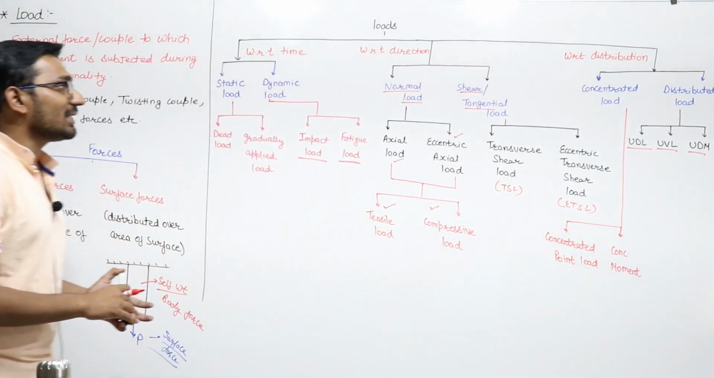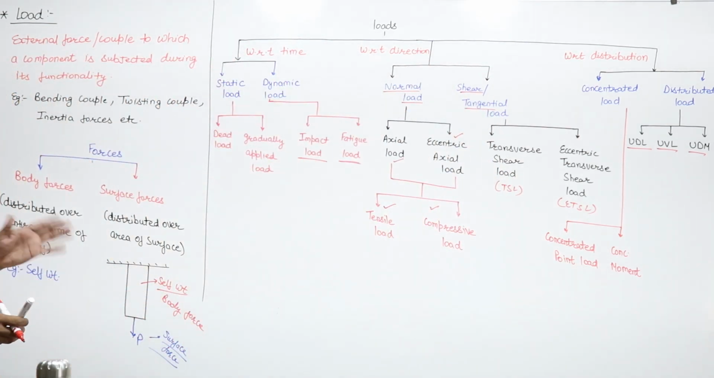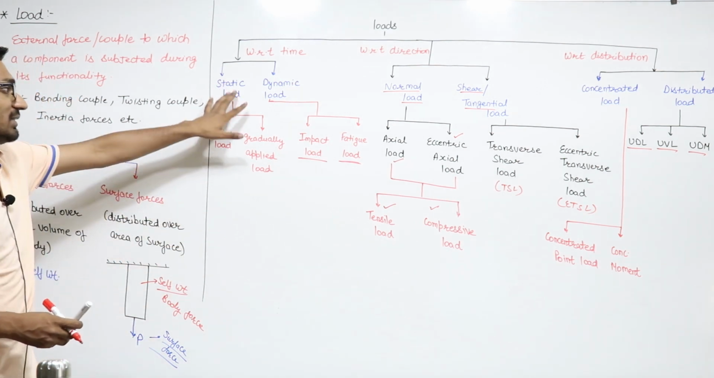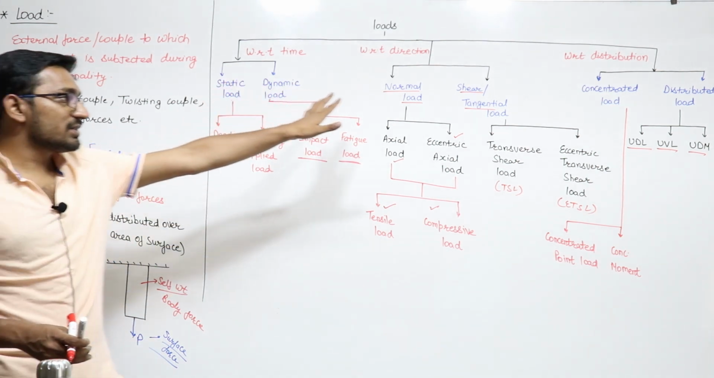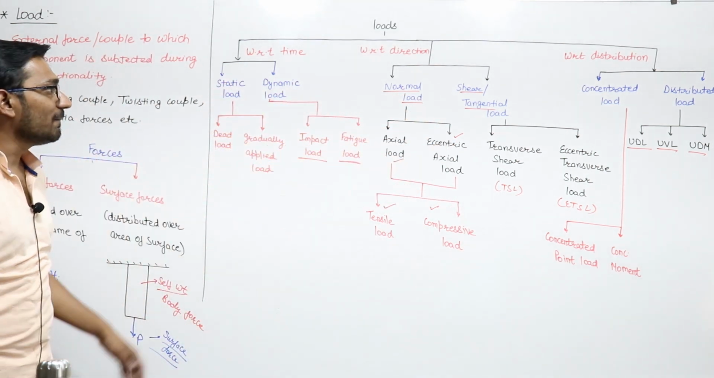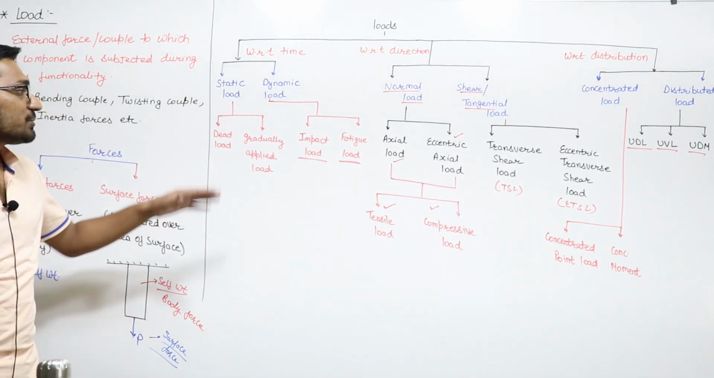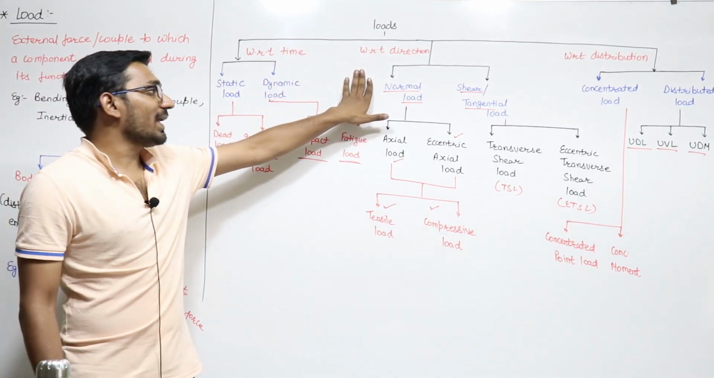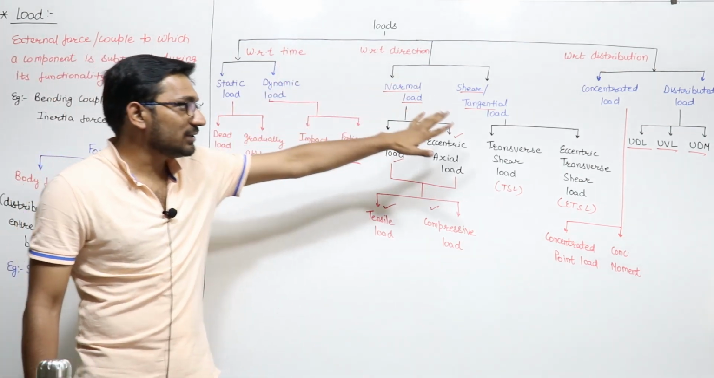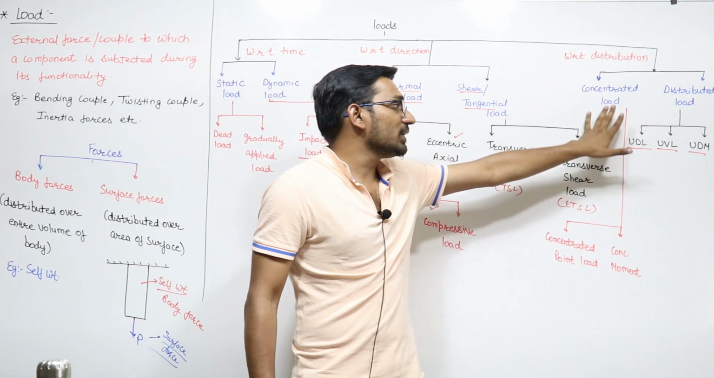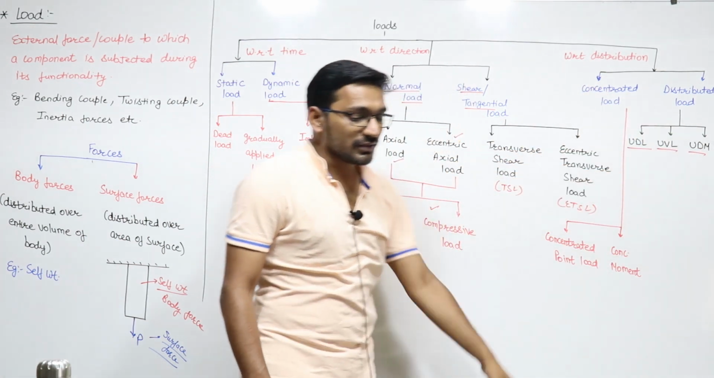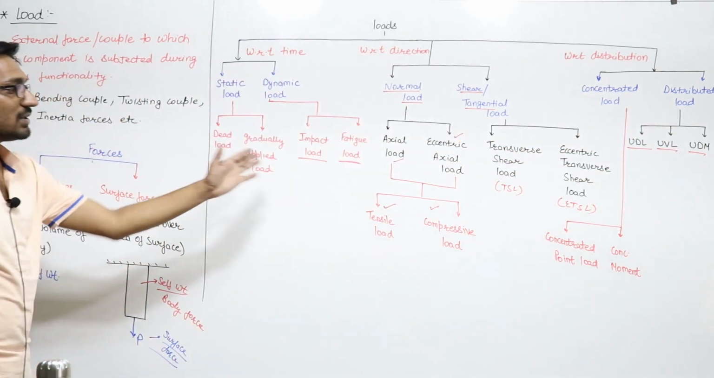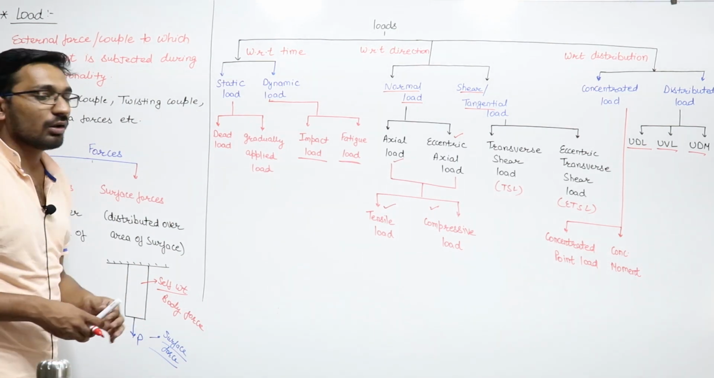So this is the basic classification of loads. We'll discuss it one by one. We'll start with the static load and we'll finish it with respect to distribution. So overview: with respect to time, two types of load, static and dynamic. With respect to direction, two types, normal and tangential. With respect to distribution, two types, concentrated and distributed load. And this is the further classification of all of these loads.